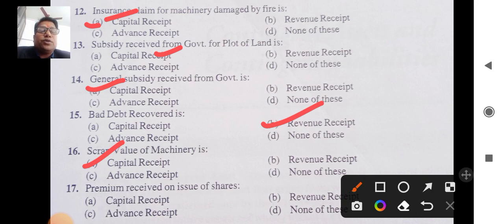And this is the last question of this MCQ series, question number 17, premium received on the issue of share. There you know that share is part of capital, and you get premium over the share. Premium is the amount that is received in excess of the face value of a share, right? So excess of face value of share means you will get extra capital. This extra capital is one of the capital receipts, not a revenue receipt.